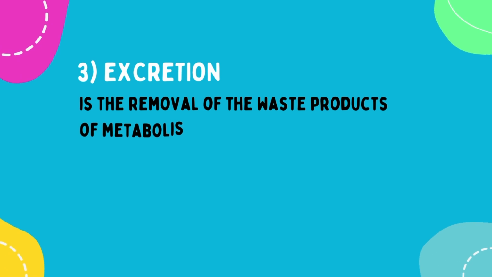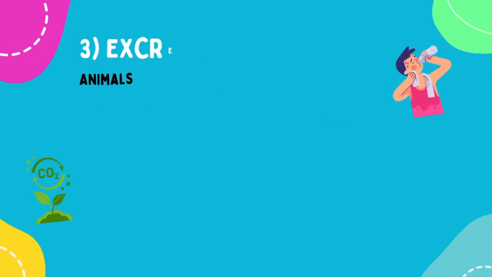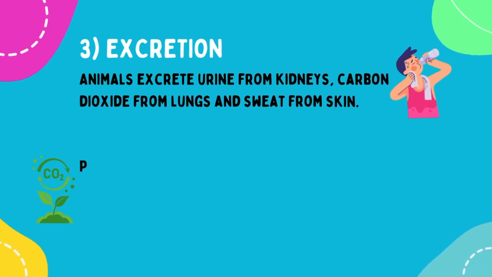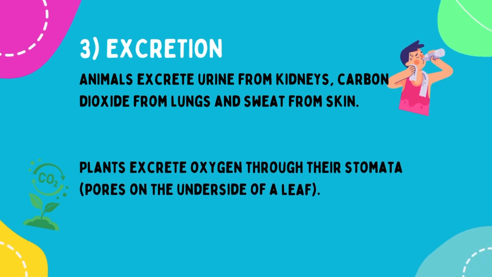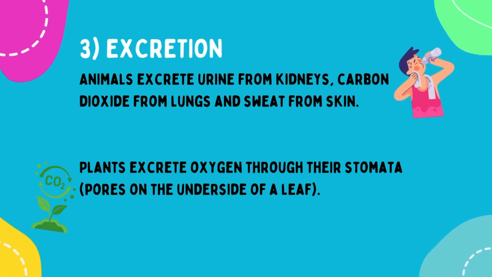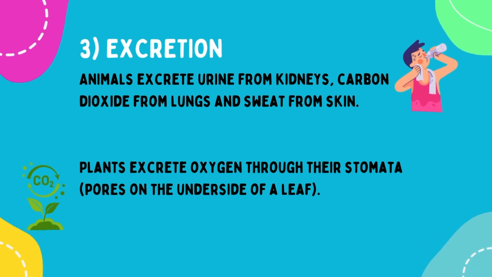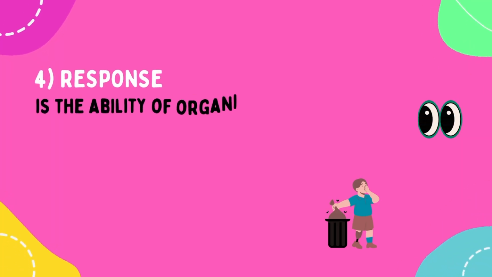Then we have characteristic number 3, which is excretion. The definition is the removal of the waste products of metabolism from the body of an organism. Don't just say from the body of an animal, because plants obviously can excrete as well. It just mightn't be as obvious to some of us. So let's have a look. Animals excrete urine from the kidneys, carbon dioxide from the lungs, and sweat from the skin. Plants excrete oxygen through their stomata, those tiny pores on the underside of a leaf. Remember, stomata is plural, and the singular for stomata is a stoma. Leaves are organs of excretion in a plant, and the lungs, for example, would be an organ of excretion in an animal, and again you will revisit this later on.